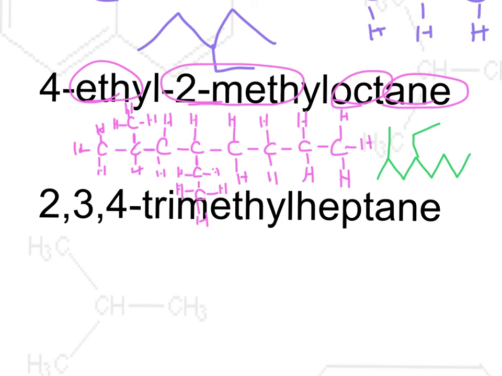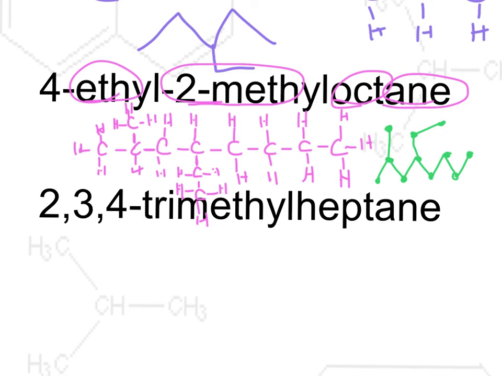Again, I'm going to show the vertices so you can see how I'm counting here. So these are my 8 carbons in my octane. And then on carbon number 4, I have 2 carbons. There's 1, 2. On carbon number 2, I have 1 carbon, which is my methyl.